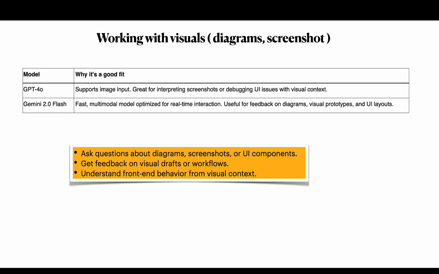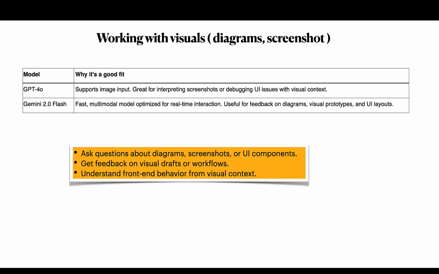Let me go to the next one: working with visuals, diagrams, and screenshots. These models are very good. I like Gemini 2.0 Flash, but you can experiment with these two. GPT 4o supports image input, great for interpreting screenshots or debugging UI issues with visual context. Other models will not understand or be able to read your screenshot, but this model does. Gemini 2.0 Flash is fast, multi-model, and optimized for real-time interaction, useful for feedback on diagrams, visual prototypes, and UI layouts.